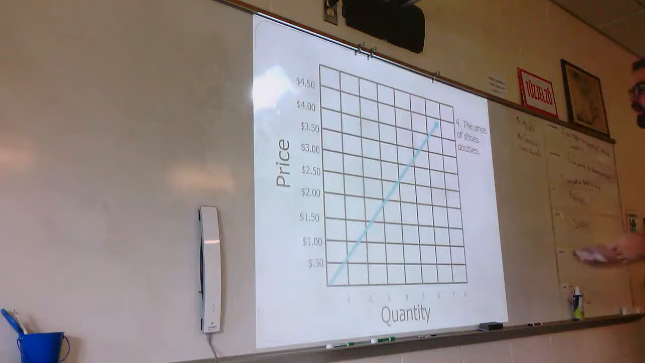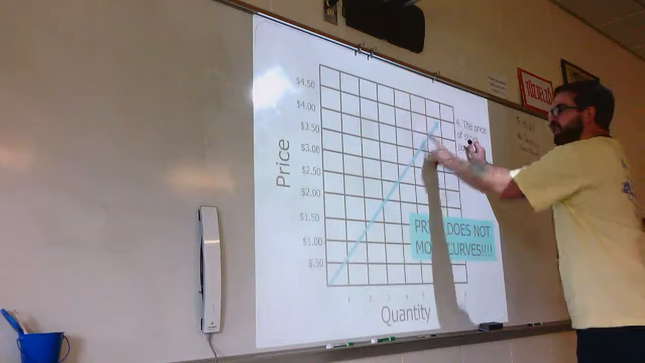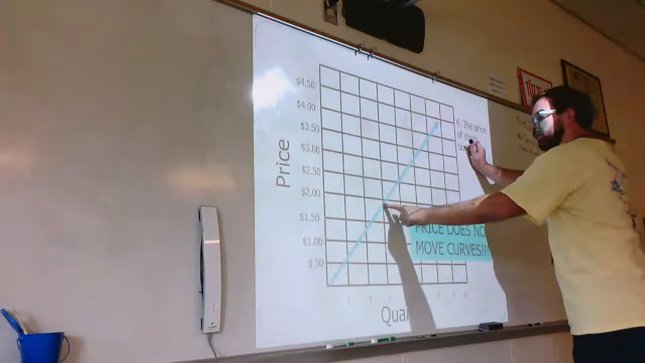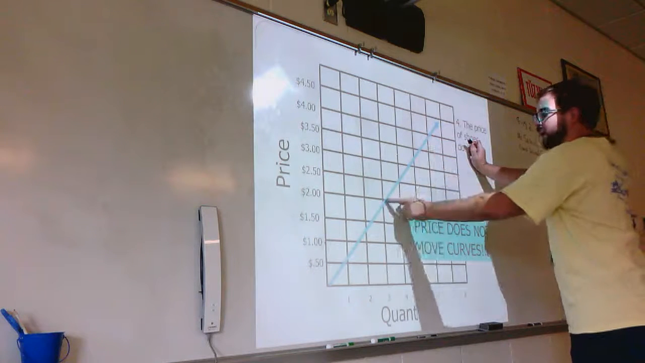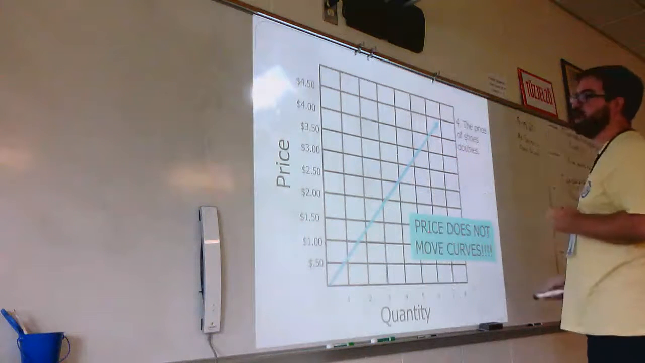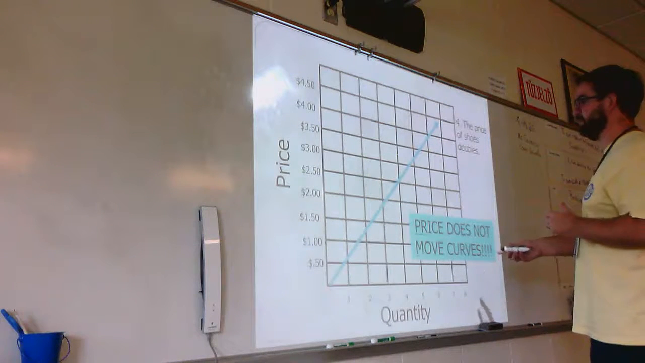All right, so if the price of shoes were to double, let's say from $2 to $4, then our curve wouldn't actually move. That wouldn't be a change in supply. It would just be a change in quantity supplied, right? We'd be willing to supply more shoes because we're making a bigger profit. So if there's a change in price, the curve doesn't move.